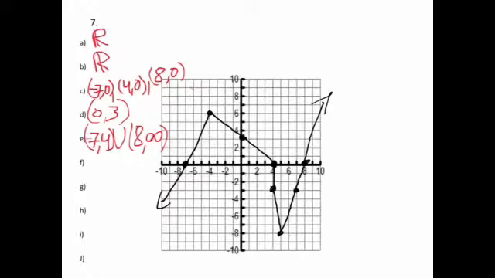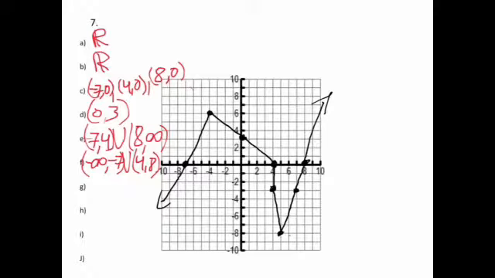The next one's asking where it's negative. Well, that's this section and this section. The left one starts at negative infinity, and it goes until it reaches negative 7. And the next one is just from 4 to 8.